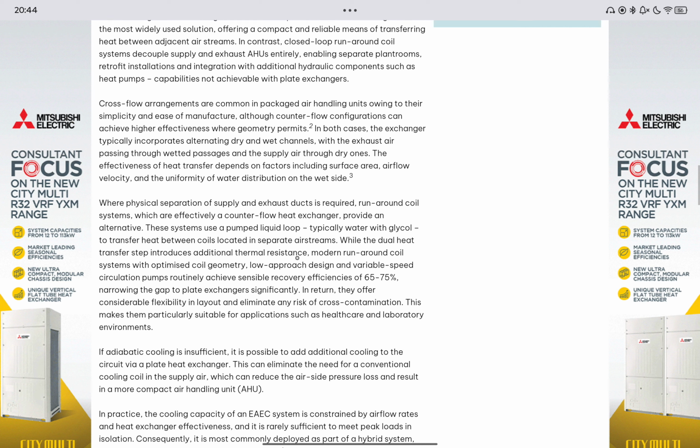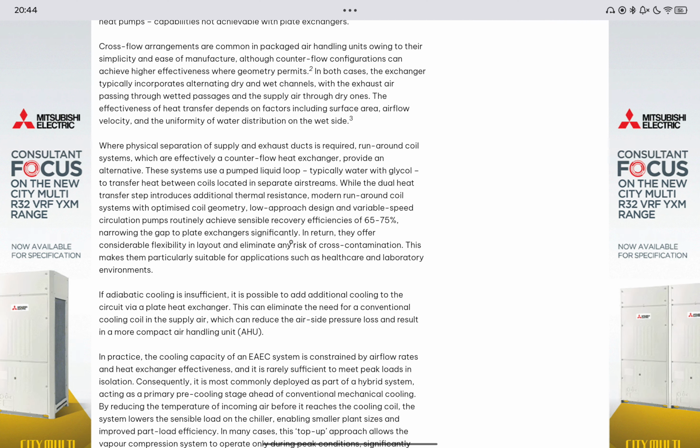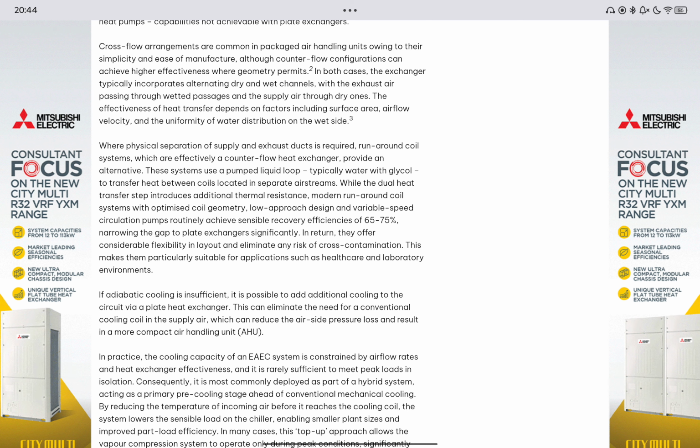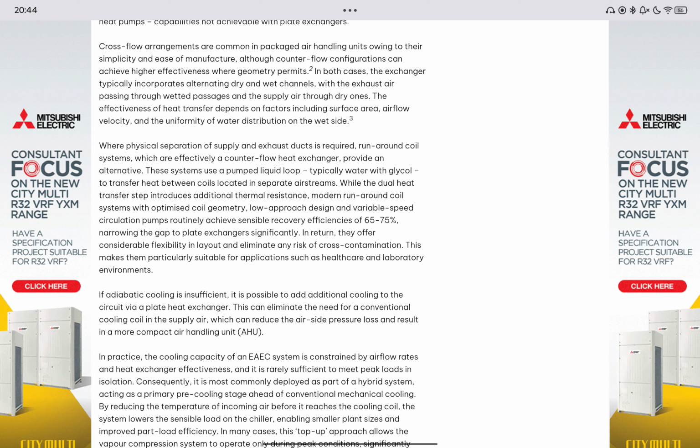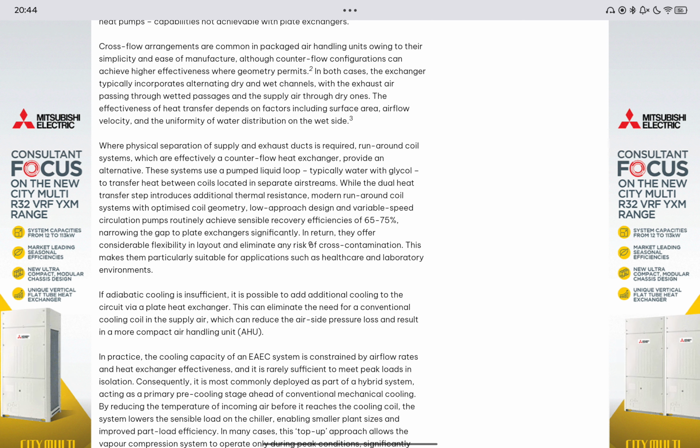The effectiveness of heat transfer depends on factors including surface area, airflow velocity, and the uniformity of water distribution on the wet side. Where physical separation of supply and exhaust ducts is required, runaround coil systems, which are effectively a counterflow heat exchanger, provide an alternative. These systems use a pumped liquid loop, typically water with glycol, to transfer heat between coils located in separate airstreams.